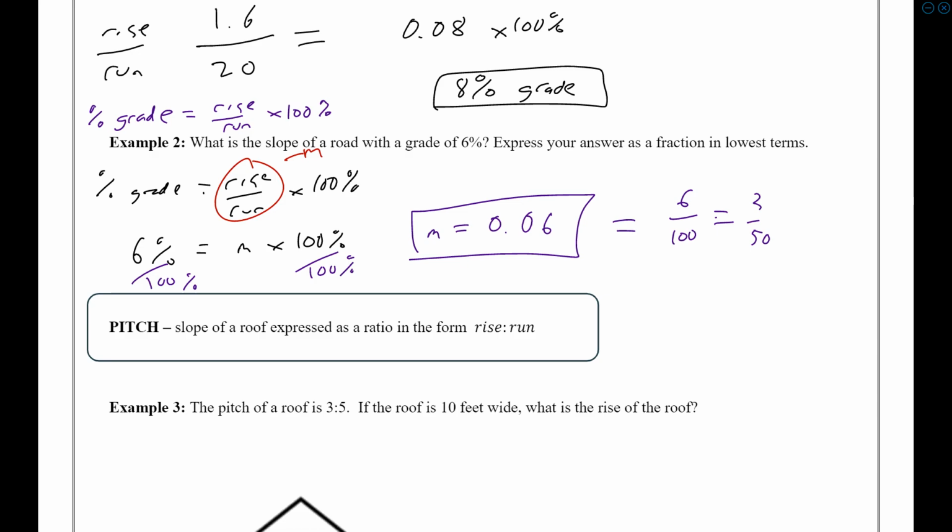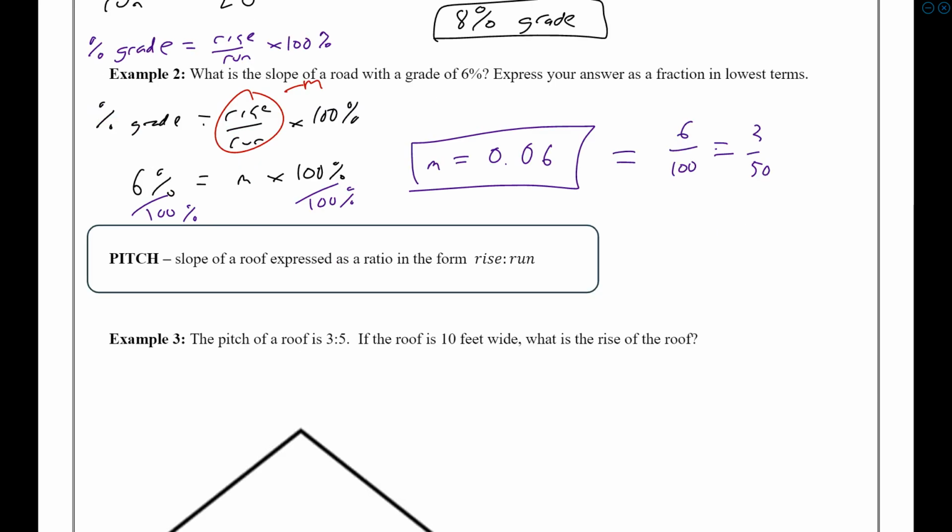Now pitch is another way of expressing the same thing, except here we're just doing it as a ratio. So this would be rise compared to run. Like that last one, where we were talking about percent grade, it was 8 out of 100. Well, now pitch is just saying rise compared to run. How much does it rise for every so much? It's basically how much is the vertical change versus the horizontal change.